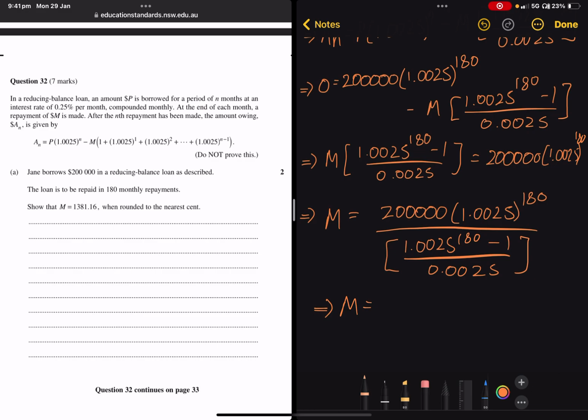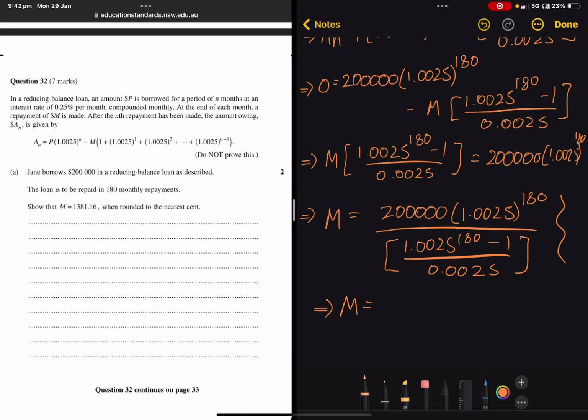So 200,000 times 1.0025 to the power of 180 divided by, and when I'm doing this in my calculator, I'm actually putting the denominator component in brackets because we really want that to happen. We want the calculator to take the input exactly as it's being shown here. So we have 1.0025 to the power of 180 minus 1 divided by 0.0025. You'll know if you've done it right if you get the correct answer because of the way the question's rounded, but it's good to be as careful as is possible.